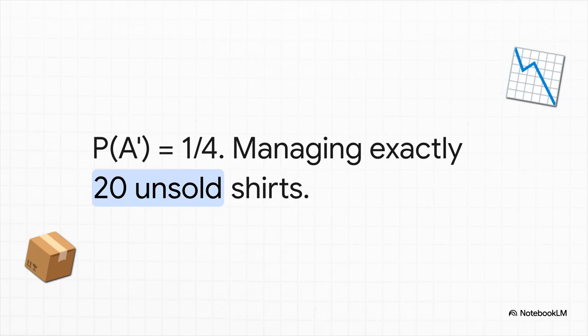Finally, what about the inventory that doesn't sell? This is exactly where our handy complement formula comes in to save the day. If the probability of selling a shirt is 3/4, then the probability of a shirt remaining unsold is 1 minus 3/4. That leaves a 1/4 probability. Multiply that 1/4 by the 80 pieces produced, and it translates to exactly 20 unsold pieces in a month. Just like that, probability helps you perfectly manage your inventory.